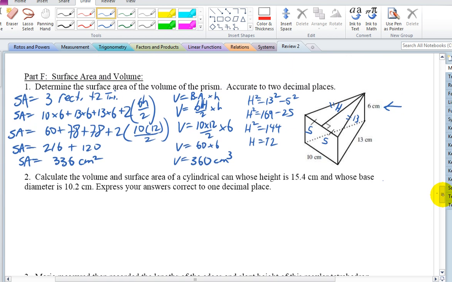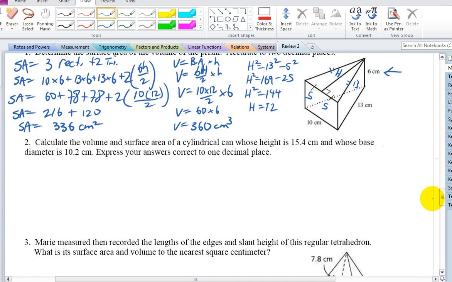Go on, volume of a cylindrical can. Diameter is 10.2. They're going to do that to you all the time. So what's the radius? 5.1. So the volume equals the base area times the height. So the base is a circle, pi r squared times h. Volume equals pi times 5.1 squared times 15.4.